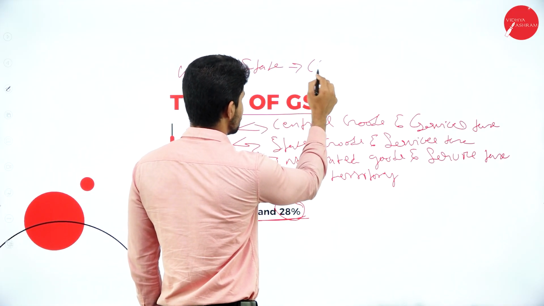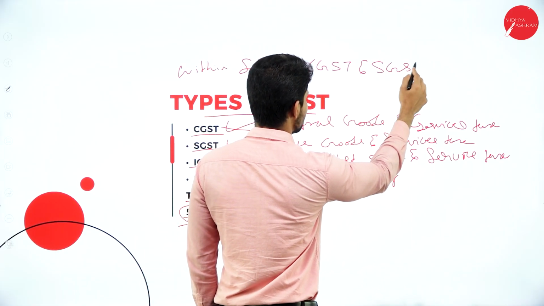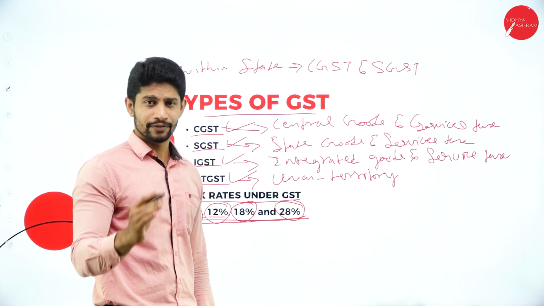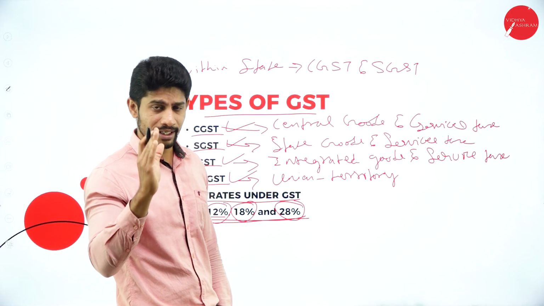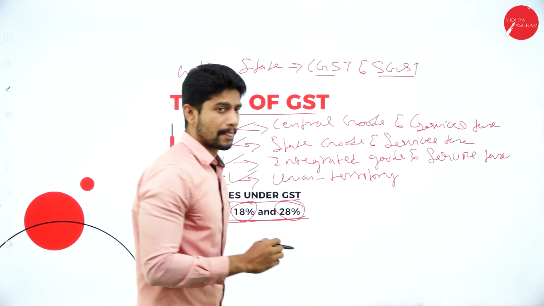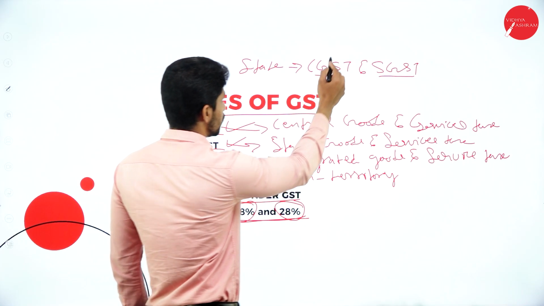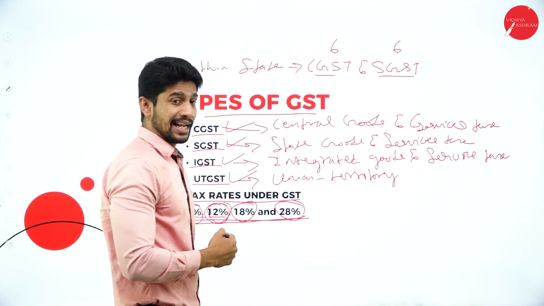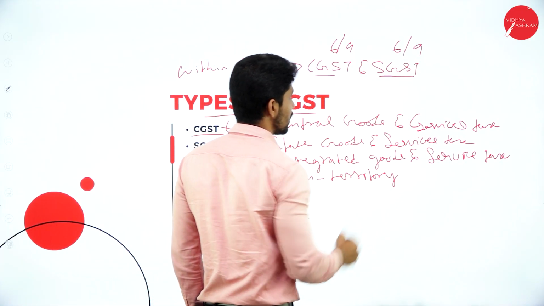Yes, it is CGST and SGST that is applicable. If the buyer and the seller are within the state, then CGST and SGST is applicable. For example, if the tax rate is 12%, what will you do? You collect 6% CGST and 6% SGST. If the tax percent is 18%, you collect 9% CGST and 9% SGST.